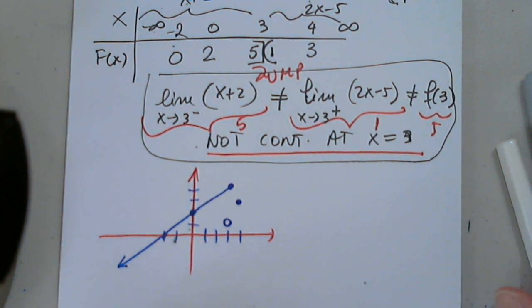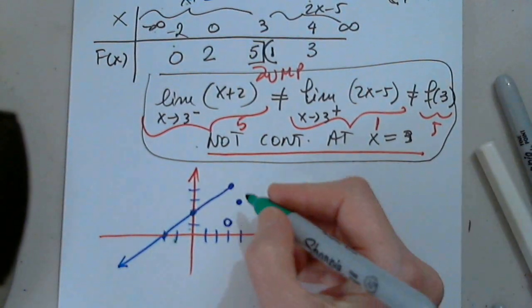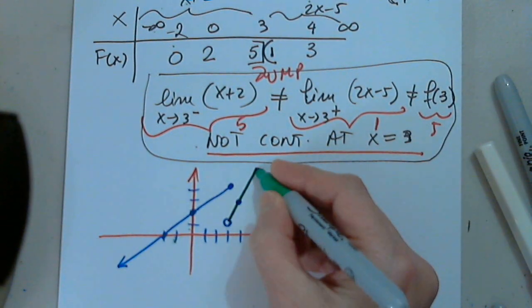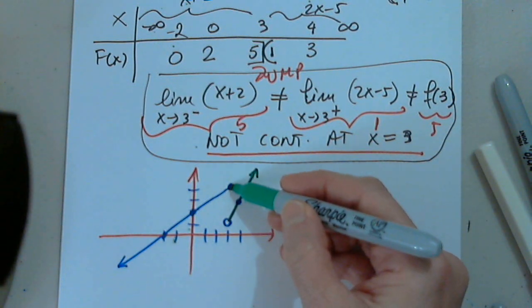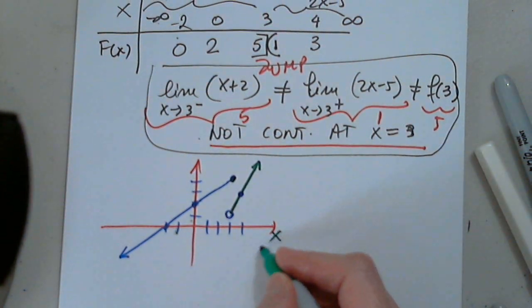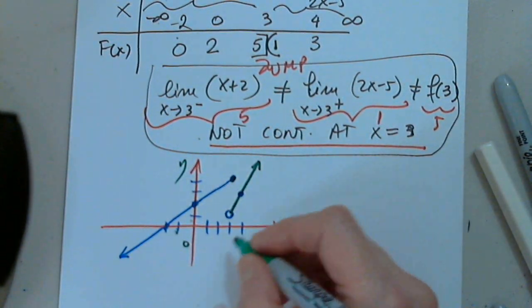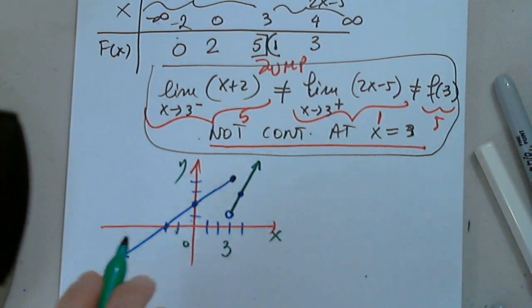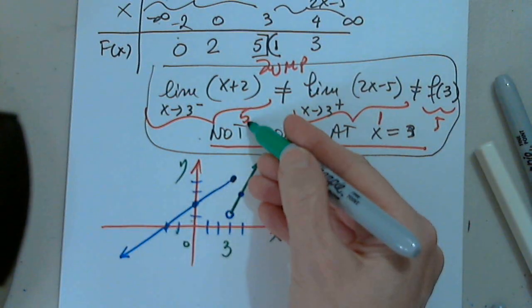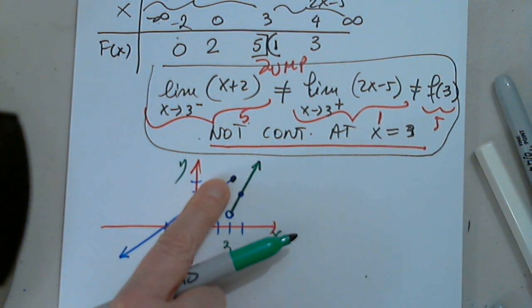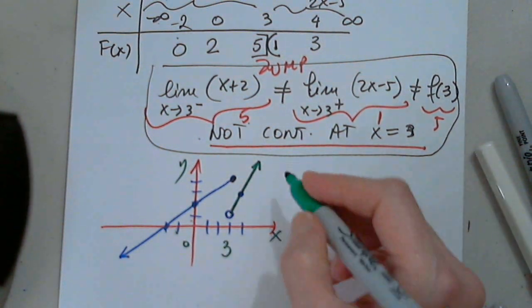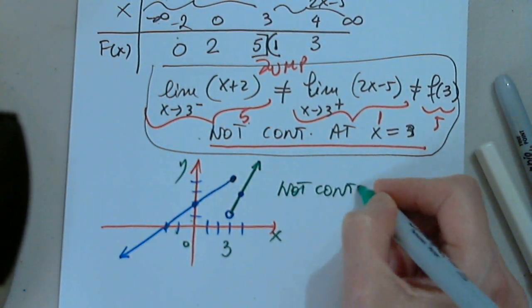And I really wanted to use different colors just to refresh your memory and remind you that right here, there is only one point, this one. So the function is not continuous at x equals 3 because the limit from the left is 5, the limit from the right is 1, and the function value is 5. So not continuous at 3.